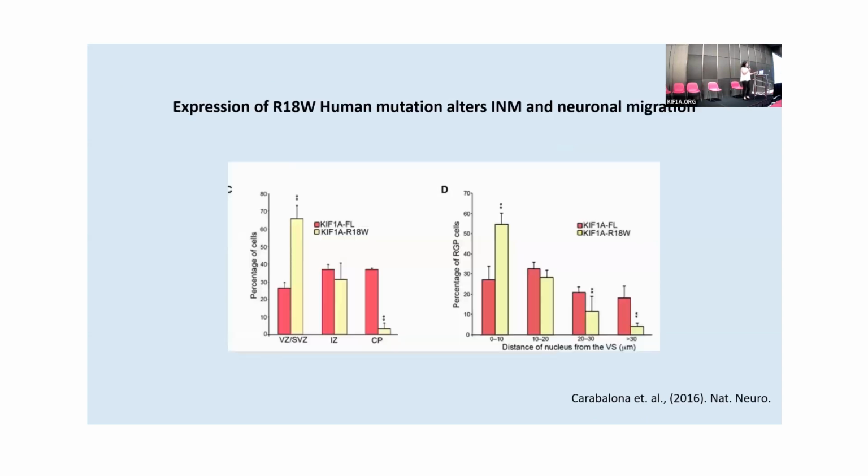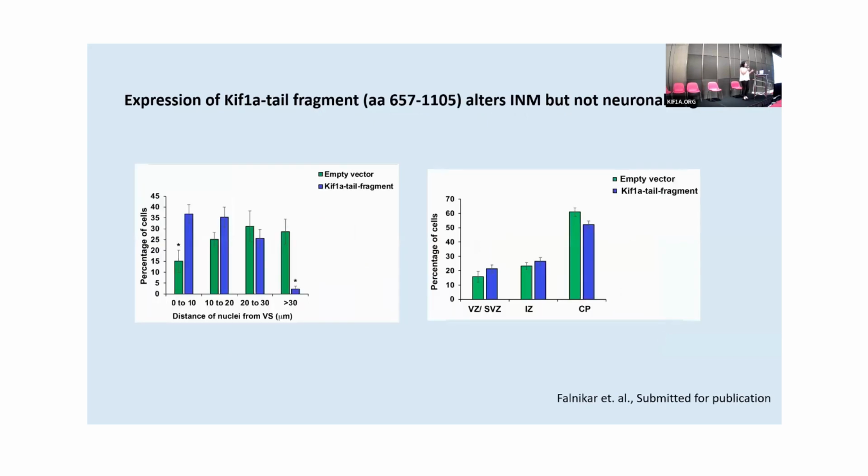Before that, I'll come to BDNF. Two functions of KIF1A are in radial glial progenitor cells and in migrating cells. When you express this R18W mutation, which is the motor domain mutation, both the functions of KIF1A are affected. However, when you express a truncation of KIF1A, this fragment which we have found to bind to the nuclear envelope, only the radial glial progenitor cells are affected, but neurons are not affected. So using our system, you can classify the mutations based on which physiological functions are affected.